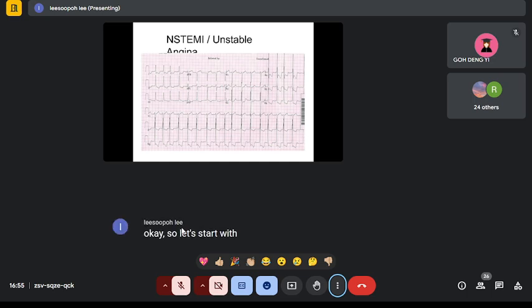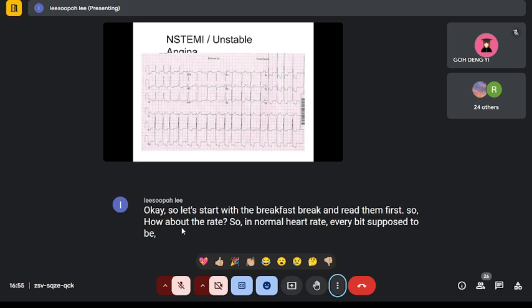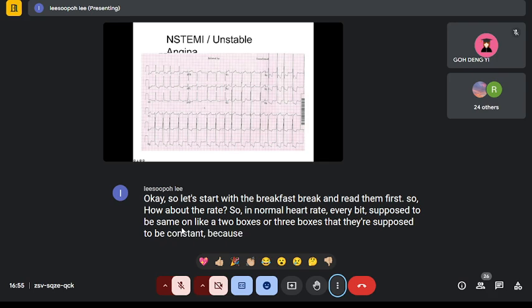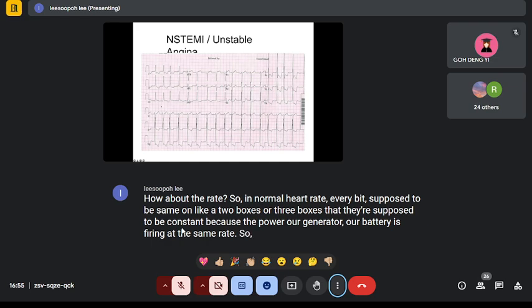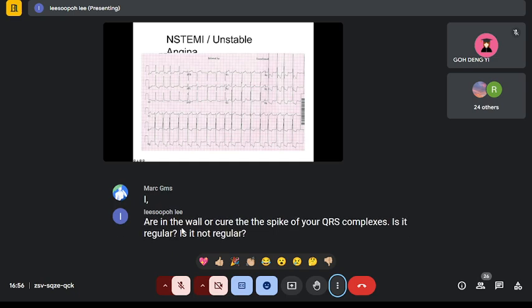Okay, so let's start with the rate and rhythm first. How about the rate? In a normal heart rate, every beat is supposed to be the same, like 2 boxes or 3 boxes, constant, because our generator, our battery, is firing at the same rate. So is it firing at the same rate or not? How do we know? By the RR interval, the spike of your QRS complexes. Is it regular or not regular?